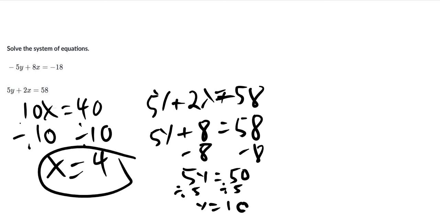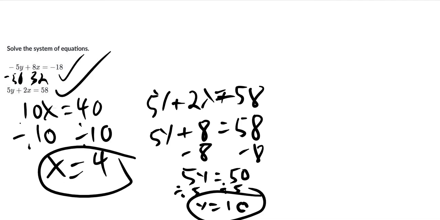So I'm getting x equals 4, y equals 10. Check back here. X equals 4. That would make this 32. Y being 10, that would be negative 15. Looks like I probably made a mistake. No, that's right. Y equals 10. Good.